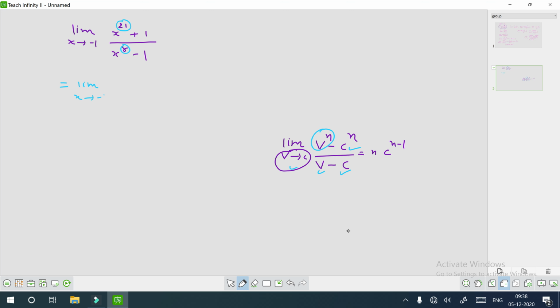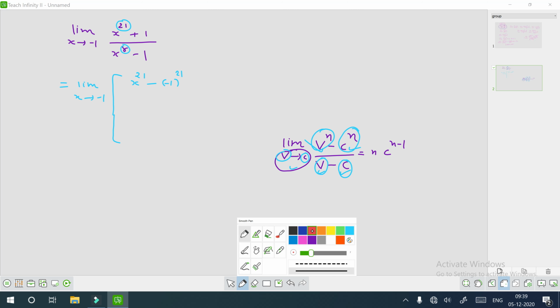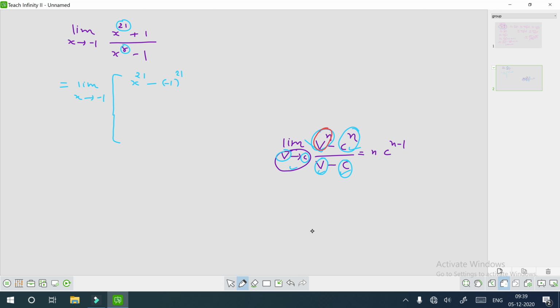Limit x tends to -1. What do we need? x raised to 21 minus -1 raised to 21. Of course, yes. Variable raised to n, we have to arrange constant raised to n over variable minus constant, and variable tends to constant. That thing we have to arrange. This one is given to us, variable's power n, this constant's power n, variable minus constant, and variable tends to constant. We have to arrange that. So what will its answer be? n times constant raised to n minus 1.